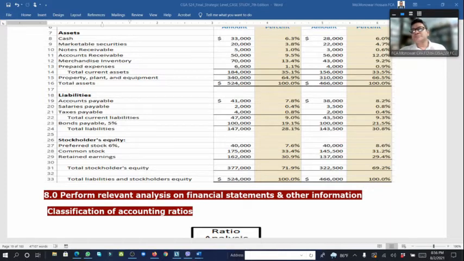I draw your kind attention, please. How to ascertain or how to determine the first year percentage of payable?